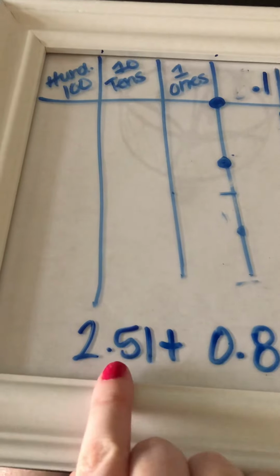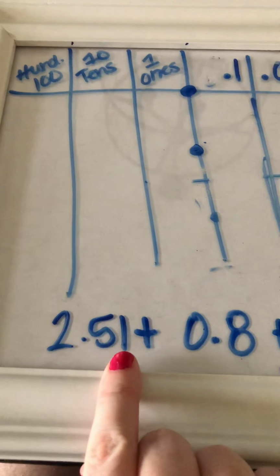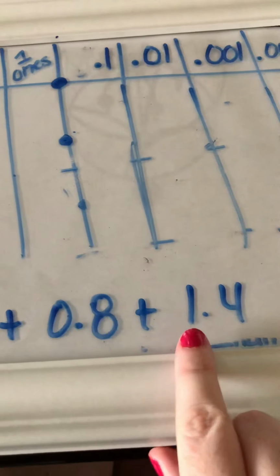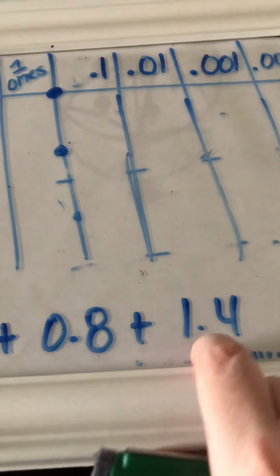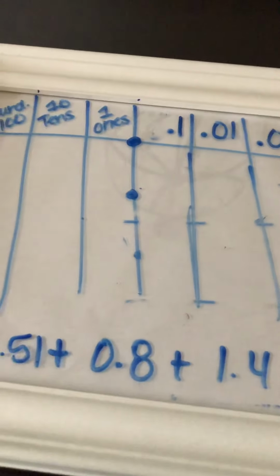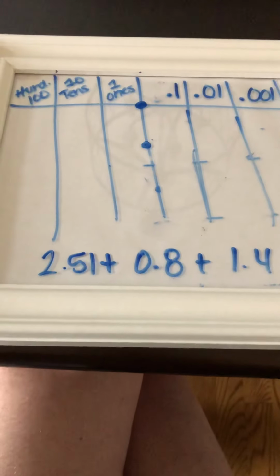So we have 2 and 51/100ths plus 8/10ths plus 1 and 4/10ths. So I'm just going to place these in my place value chart. I'm going to switch colors here and allow you all to see how important it is to line those decimals up.